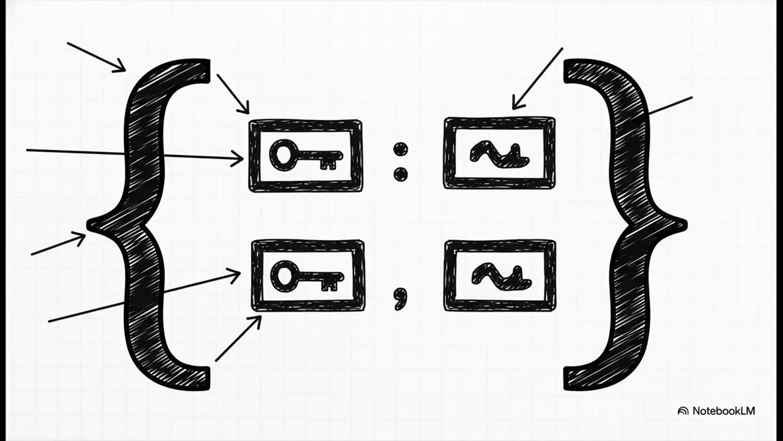So how do we actually make one of these magical things? It's surprisingly simple. You just start with curly braces. Inside, you create your key value pairs. The key, which is usually a string in quotes, is followed by a colon and then its value. You just separate each pair with a comma, and that's it. You've officially made a dictionary. It's really that easy.